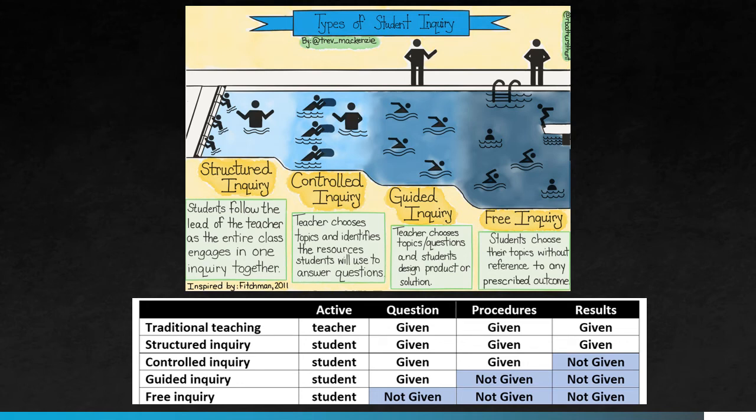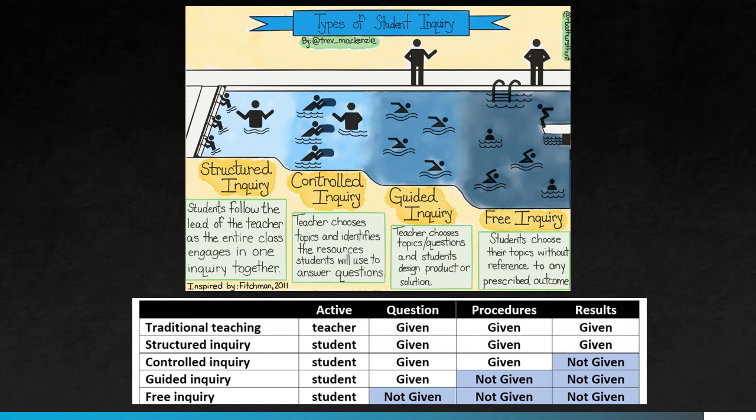During the discovery or the inquiry, the teacher can support his students by offering different levels of guiding. So we can classify inquiry into 4 levels. The structured inquiry, in which questions, procedures, and results are given.